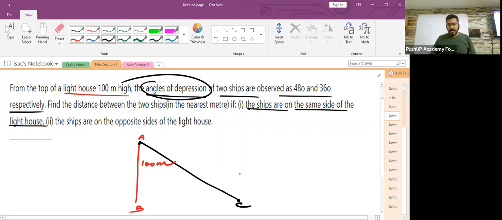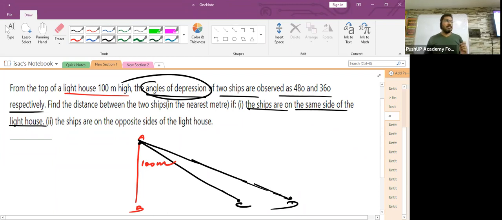All right. So children, let me draw the second ship, which is over here at point D. And this observer is looking at the second ship. This is the line of sight. So what is AC? Yes.